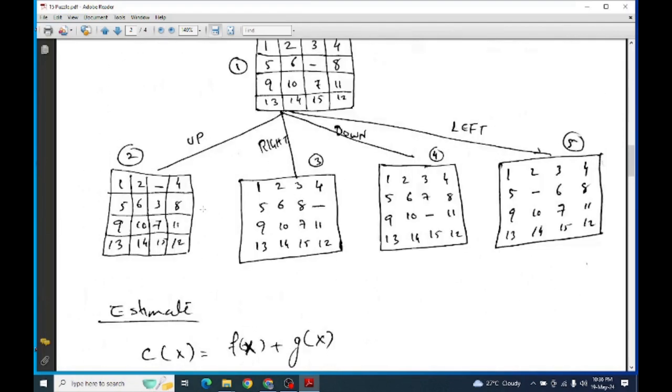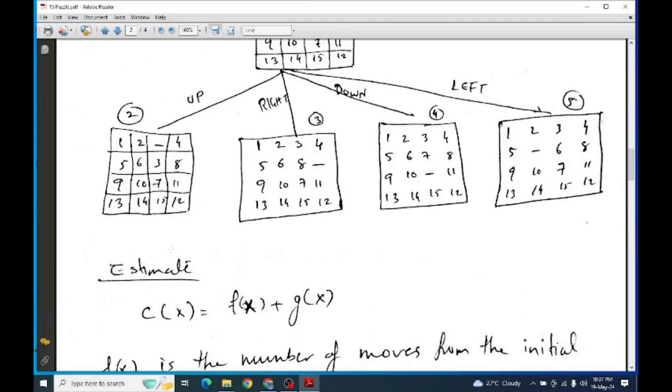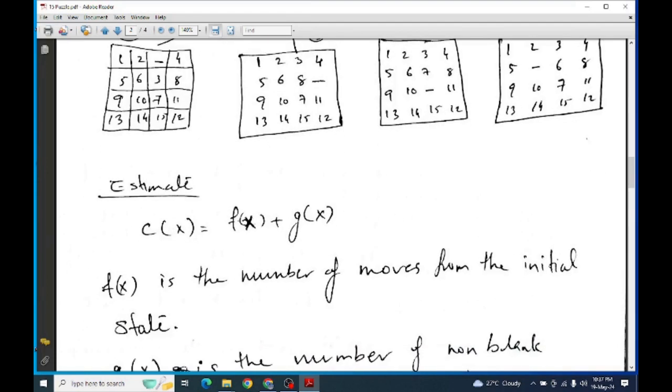Here we will be reaching state 2 by one move, by pulling this tile 3 down. That is only one move, and we are reaching this state 2. So in this state 2, f of x will be 1. In the evaluation of state 2, that is C2, f of x will be 1.